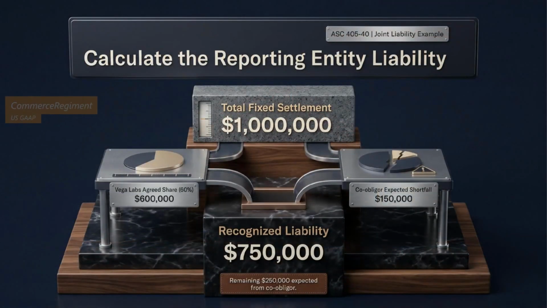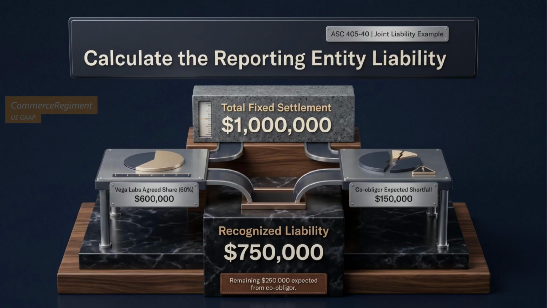Let us apply the formula to Vega Labs. The total fixed settlement is $1 million. Vega Labs agreed to pay 60%, so its agreed share is $600,000. The company also expects to pay $150,000 because of a co-obligor shortfall. The recognized liability is $600,000 plus $150,000, which equals $750,000. Vega does not record the full $1 million because the remaining $250,000 is expected to be paid by the solvent co-obligor.